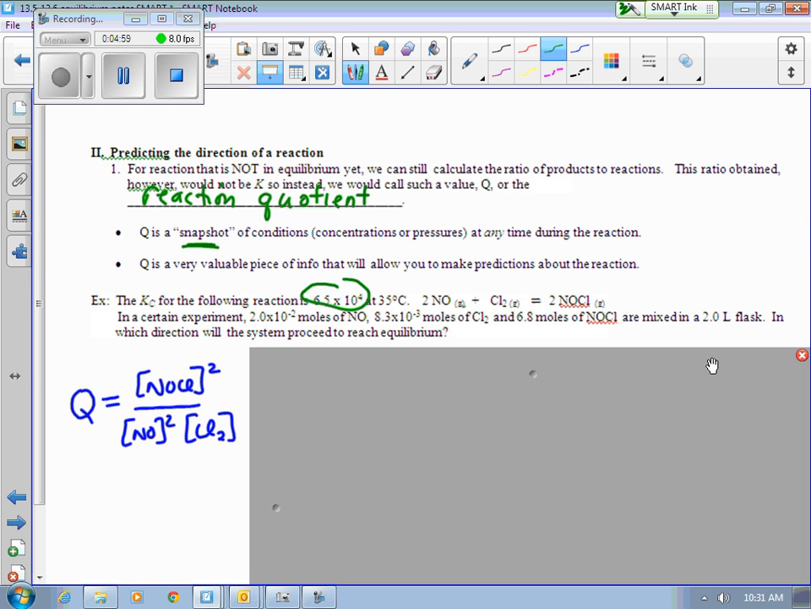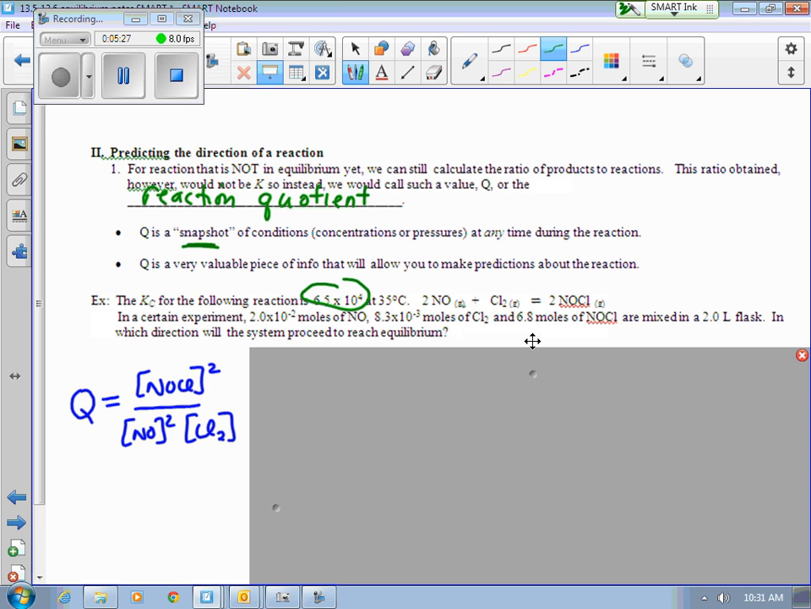So in this situation, you have some of this, some of that, some of that. You have all three components, and you don't know if it's going to go in the forward direction or the backward direction to reach equilibrium, to reach its happy place. So what you do is solve for Q, exactly as if you were solving for K. It's the concentration of the products over the reactants raised to the appropriate coefficients. So go ahead and plug those values in.